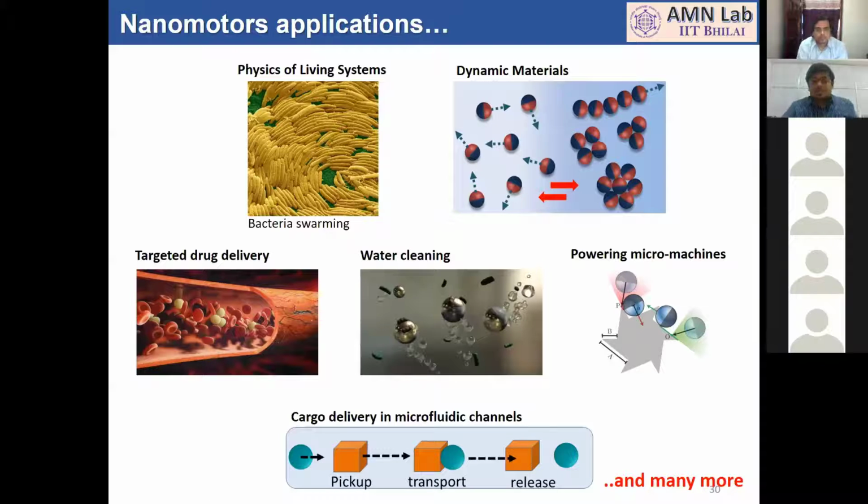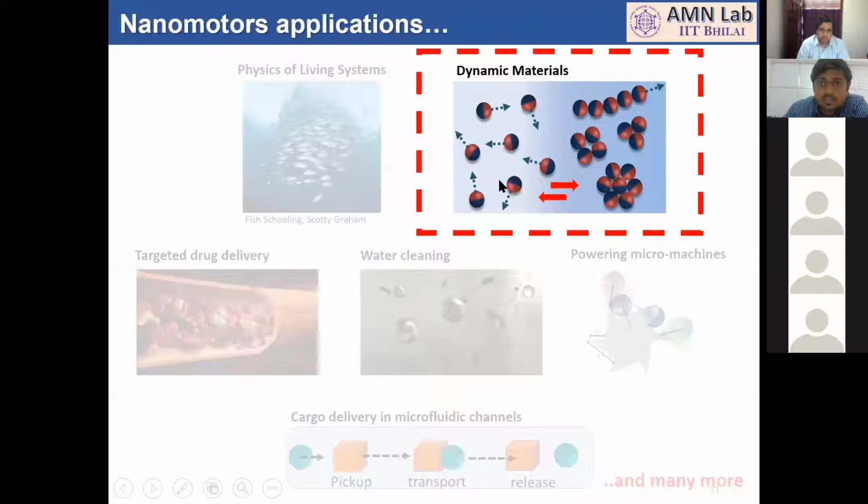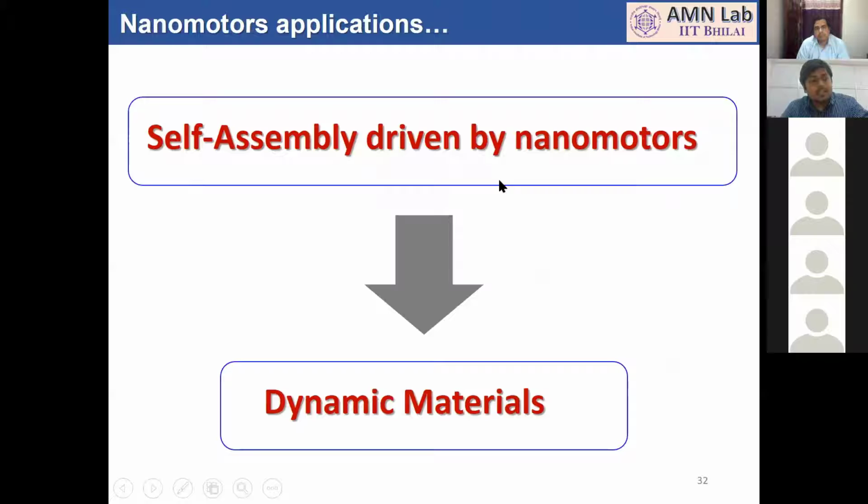These are really interesting directions, and I'm working on most of these problems. Here in this talk, I will discuss some of them one by one. So let me first show you some interesting results obtained for the fabrication of dynamic materials using the nanomotors. This is basically about forming dynamic materials using self-assembly driven by nanomotors in a colloidal system.